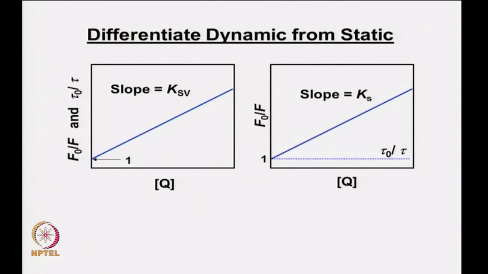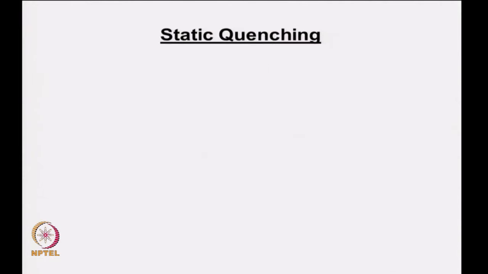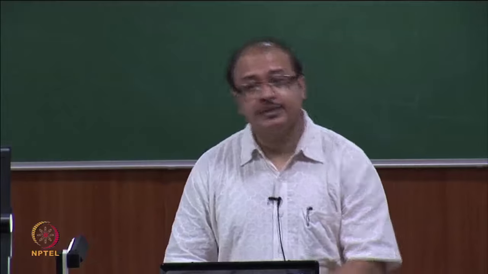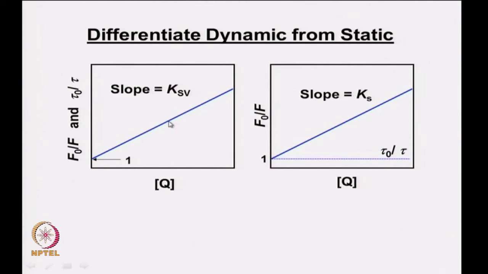So, how do we differentiate dynamic from static? Now, this is what I was telling you before. You look at this. First, look at the right hand side. On the right plot, on the y axis we are plotting F0 by F. By this time we are familiar with what F0 by F means, right, against the concentration of quencher. So, here you can see we are having a straight line, right. So, F0 by F against the concentration of quencher is giving a straight line, but the same is obtained for dynamic quenching too, right.